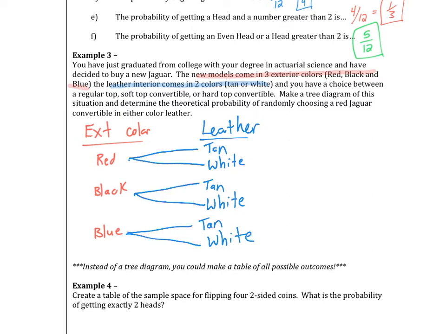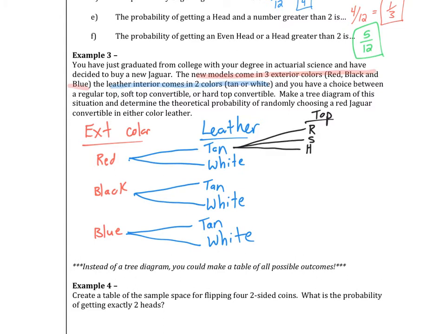So we have exterior color, and then you have leather. And then lastly, you have the top. Oops, again, I'm adding letters in here. Okay, this top can be a regular top, a soft convertible, or a hard convertible. Okay, so we would have regular, soft, or hard convertible. That could be the one with the tan.